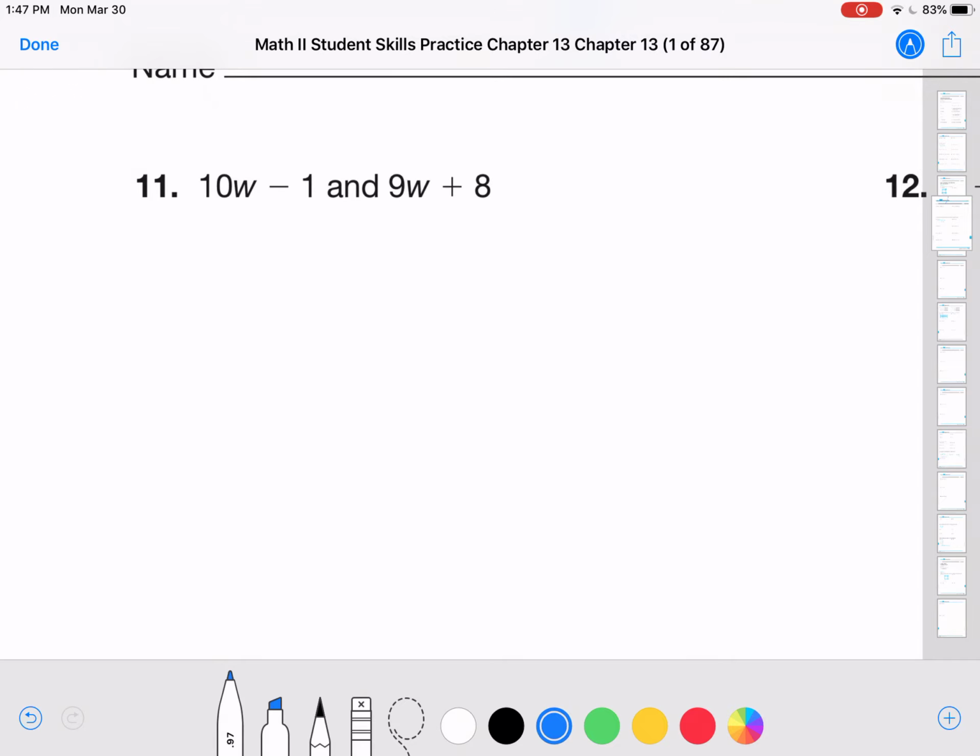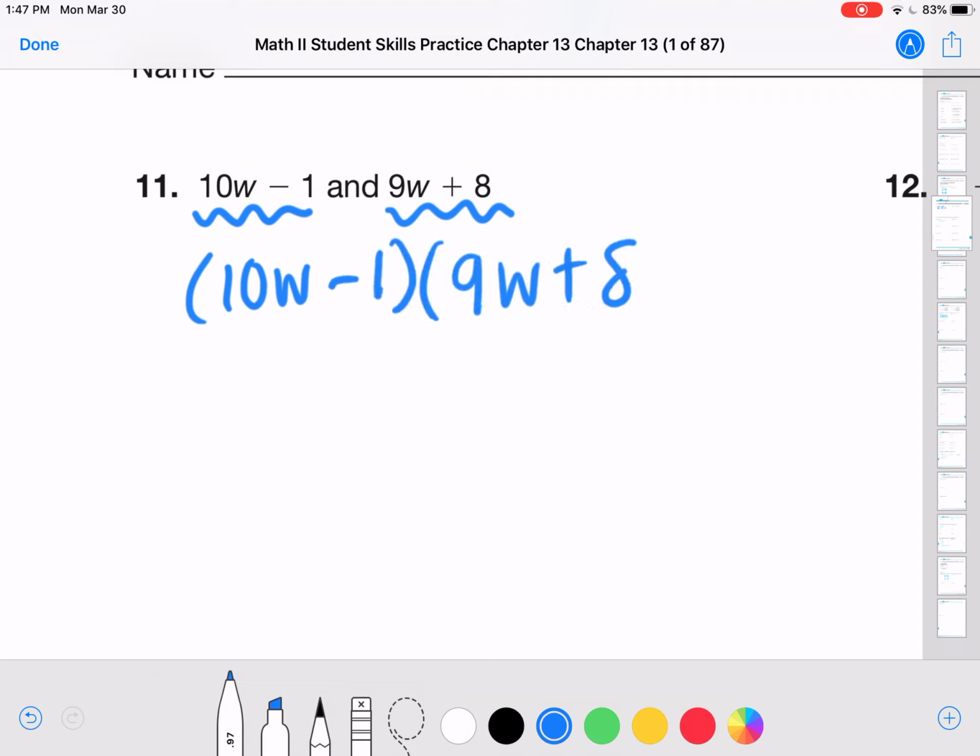I'm going to do that one using another method. So this time it wants us to multiply these two terms. What you could do is put them in parentheses. So 10w minus 1 times 9w plus 8. Each one of these is a term. You could just throw them in parentheses. And then you could use the distributive property. Another name for it is FOIL.